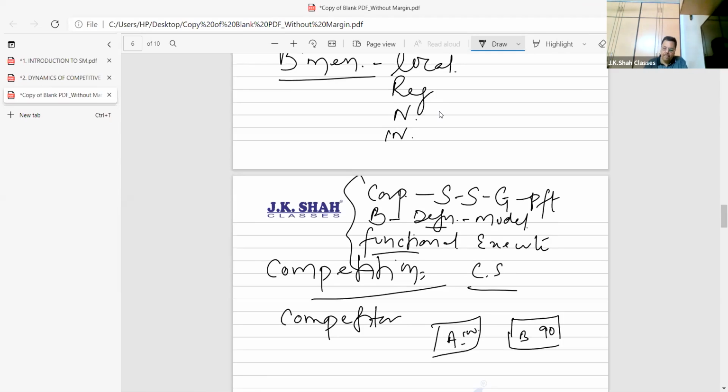Other option can be one is charging 100, you also charge 100. But the quantity of food that you're giving, you give more. The quality of food that you're giving, you give it better.